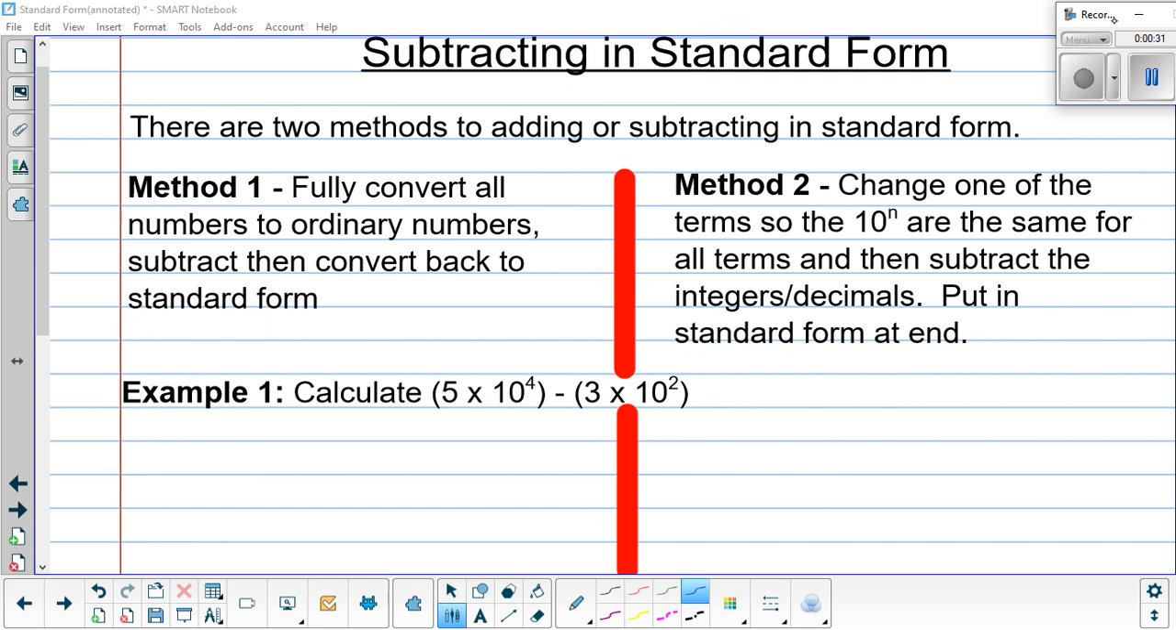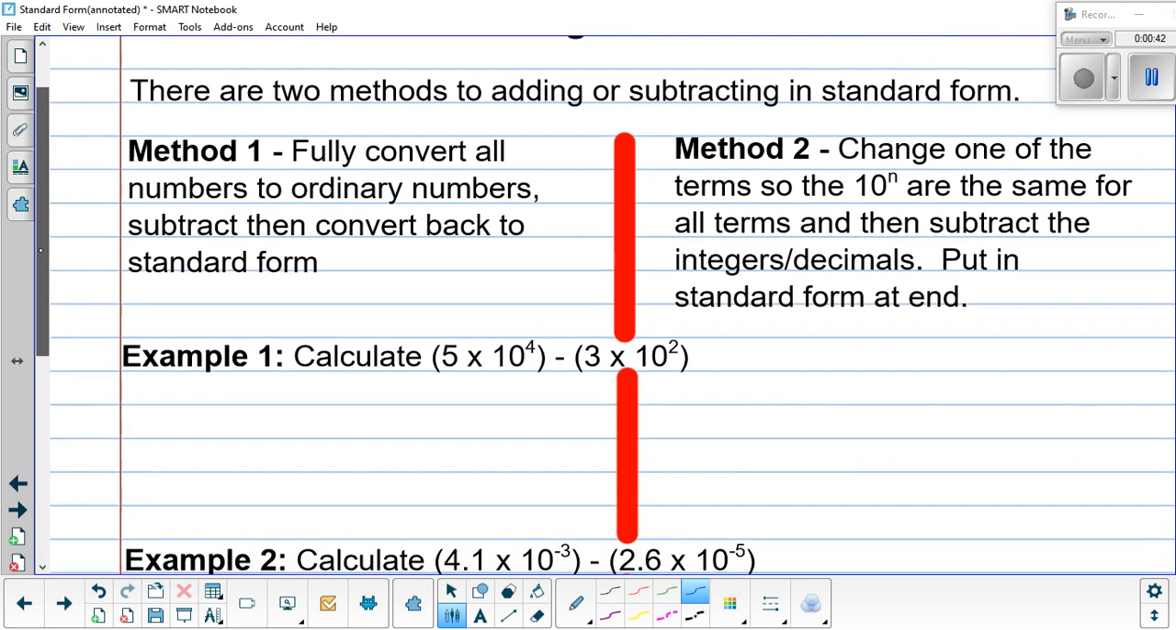Method two, we're going to change them all so that they're in the same 10 to the power of n, and then subtract and put them back into standard form. So it would be less of a movement to put them back into standard form.